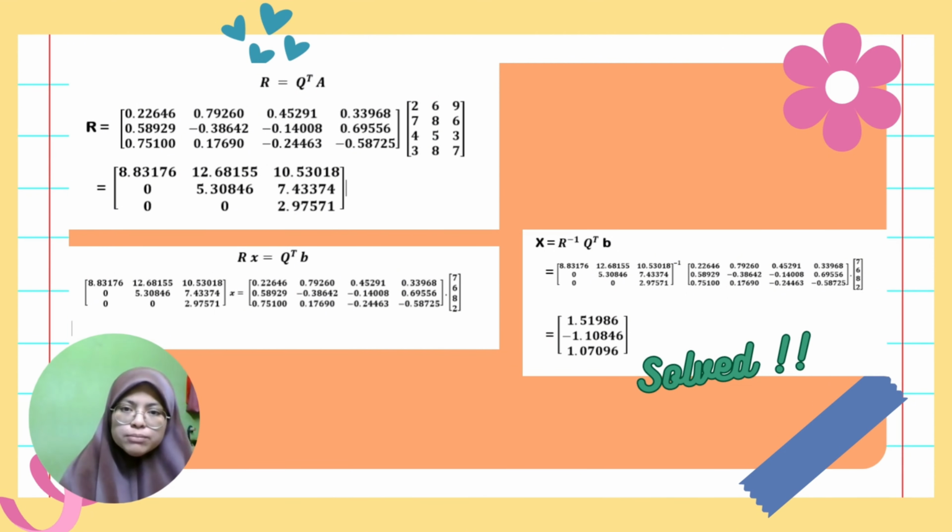After we already know the value of matrix R, we can use the formula to find the value of x, by using the formula Rx equal to Q transpose multiplied with b. After that, to find the value of x, we move R to the right side. So the new formula we get is x equal to R inverse multiplied with Q transpose multiplied with b. And at the end, we will get the answer for matrix x as 1.51986, negative 1.10846, and 1.07096. So for this question, it will be solved. Thank you.